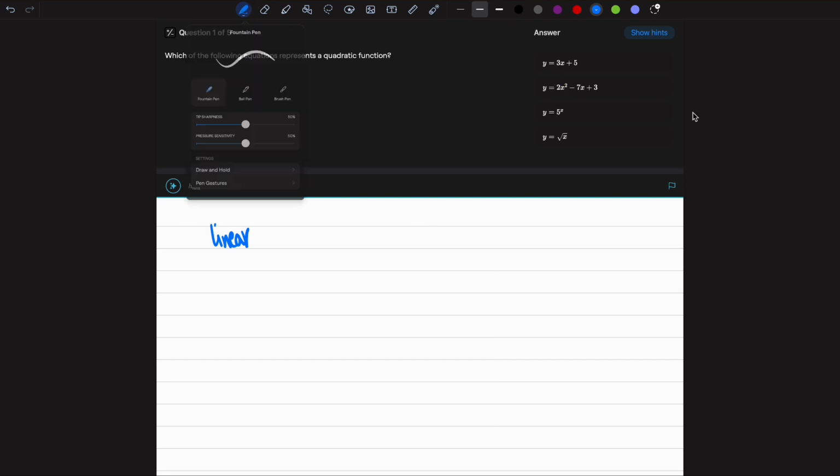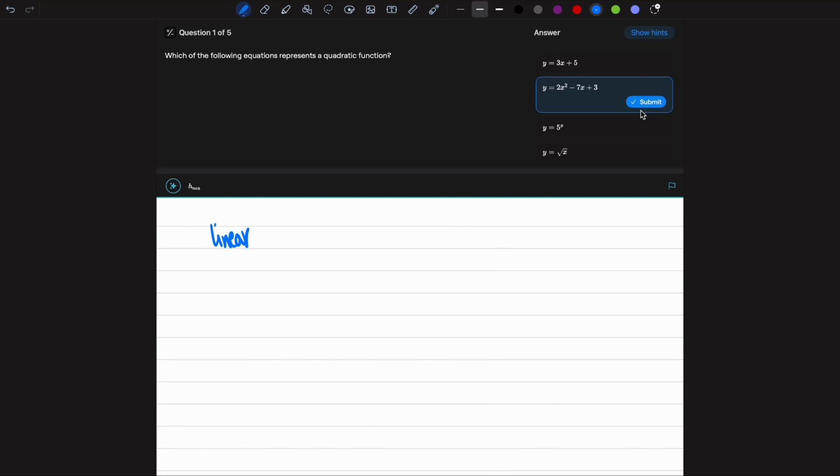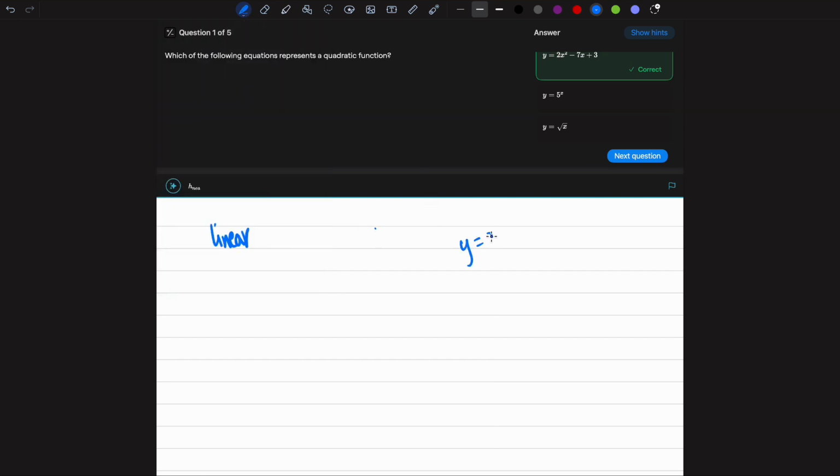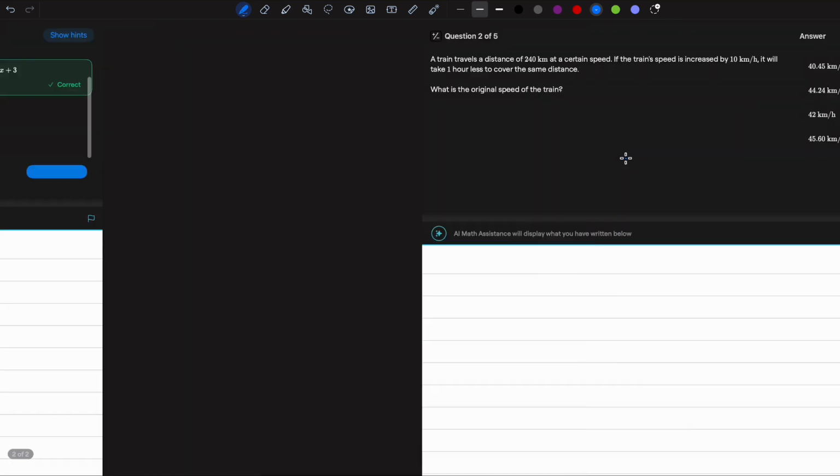And let's see if that's correct. I'm going to click B, submit, and that's correct. The reason it's not 3 or 4 is because the greatest power of x is not 2. This is an exponential equation. And this one here, y is equal to square root of x, that's basically the same as writing y is equal to x to the power of a half. So that's not a quadratic equation. So let's go to the next question.